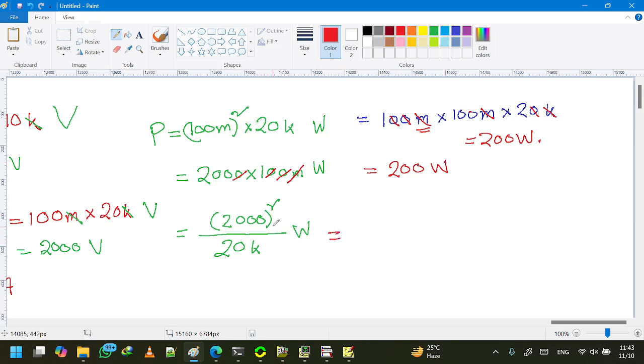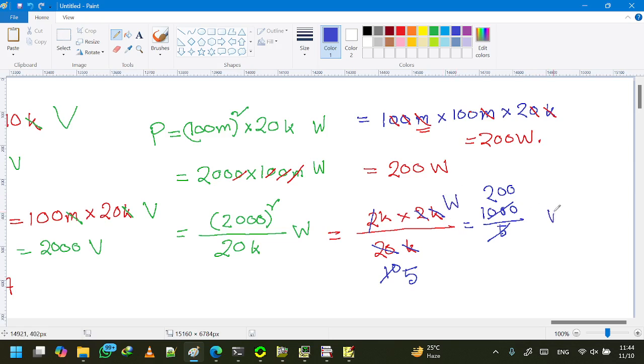And for the last one as well, we have 2000, so we can write it like 2 kilo multiplied by 2 kilo, and at the bottom we have 20 kilo. Once again we can cross kilo and kilo out. Then we have this 2 as 20 and this 2 as 5. So 1000 divided by 5 gives us 200.